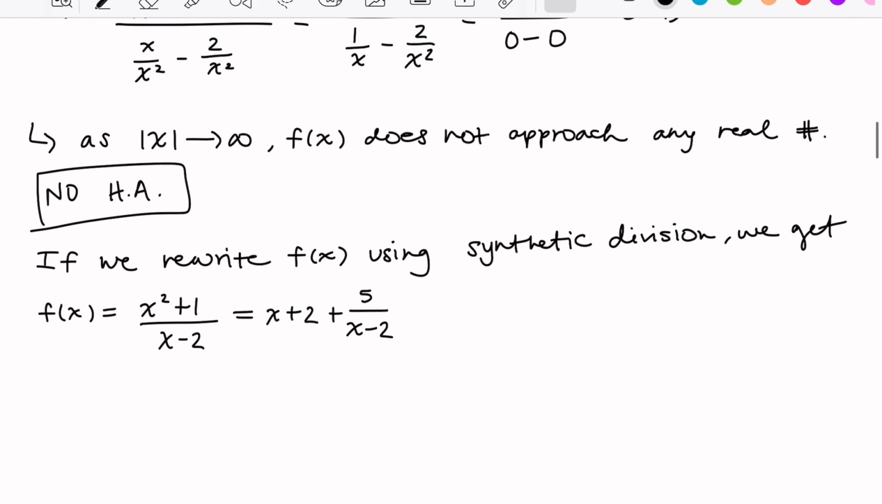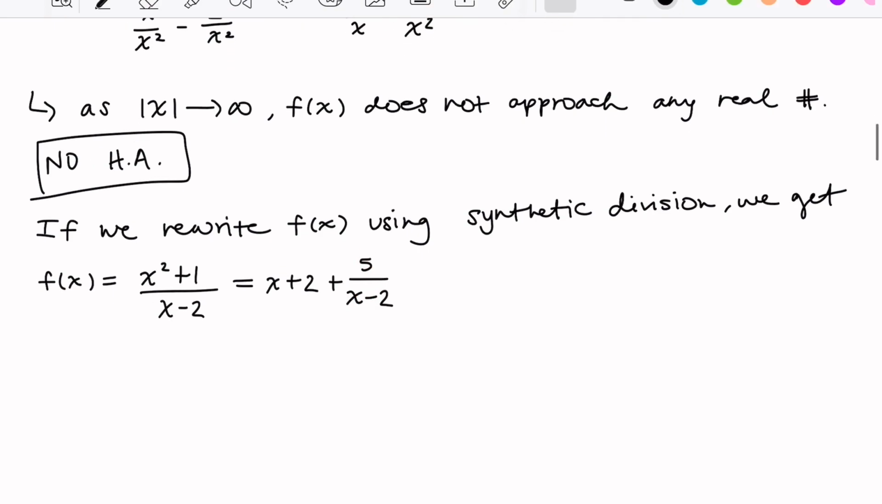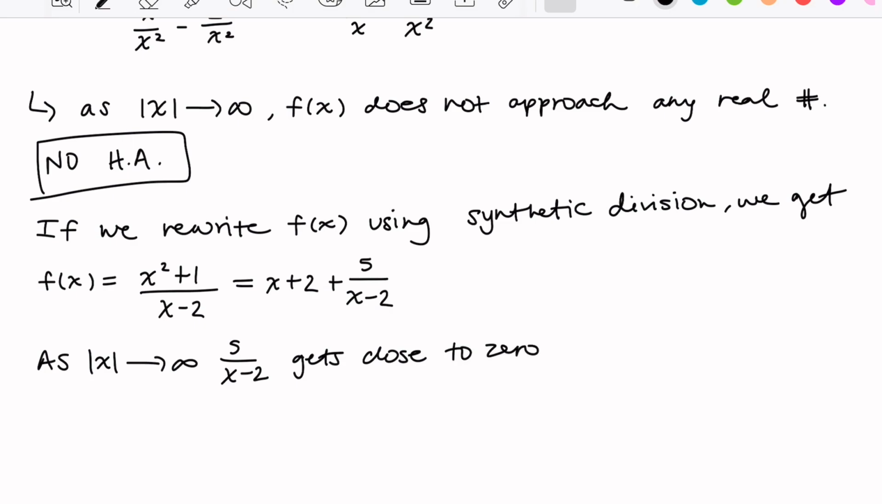And then something to notice here, we have this form where we have something in our numerator and x in our denominator here. So we know that as x gets bigger and bigger, this term here, 5 over x minus 2, gets close to 0. When this happens, our function is going to get closer and closer to just x plus 2 here, right? If this gets really close to 0, then our function is going to approach this here, which is just a line.